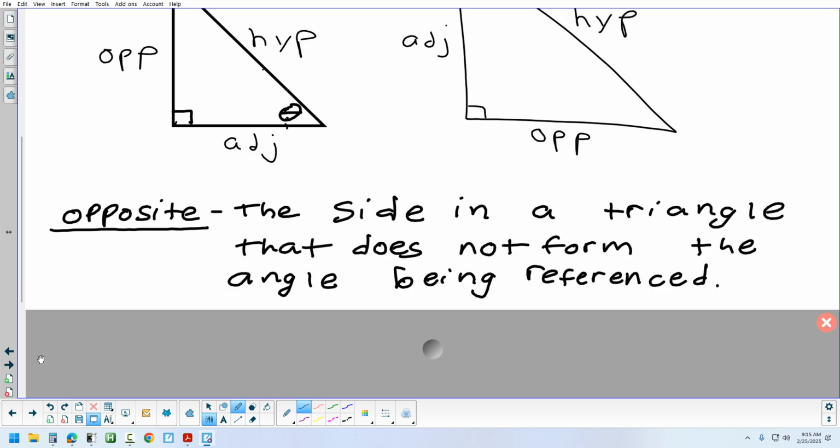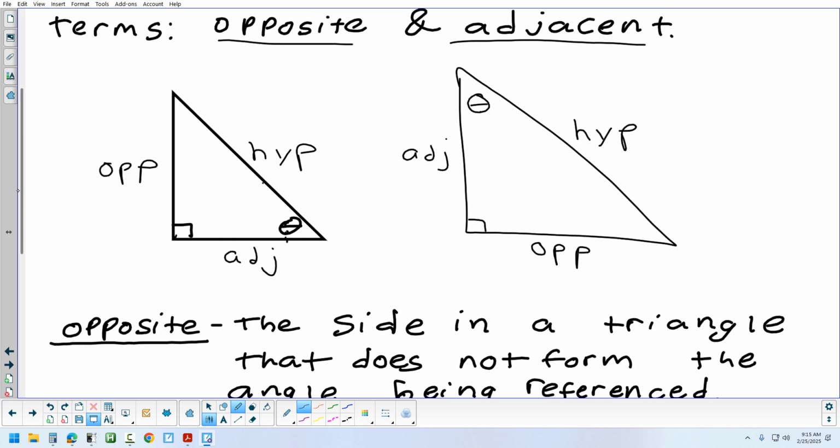Okay, if you want the definition spelled out, opposite is the side in the triangle that is not part of the angle at all. So if I had a triangle, actually I got one right over there. If I were to erase this side, it had no effect on that angle at all. Opposite is the side that's farthest away, and it is not part of the angle.